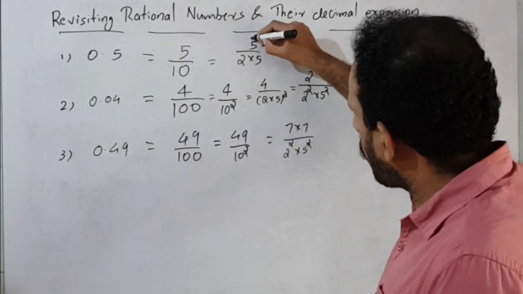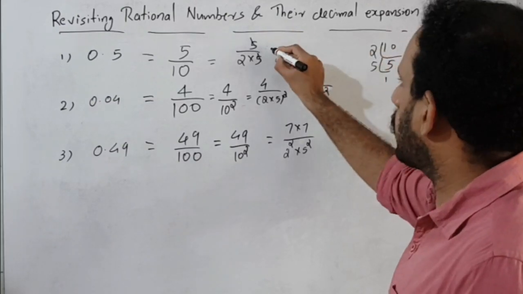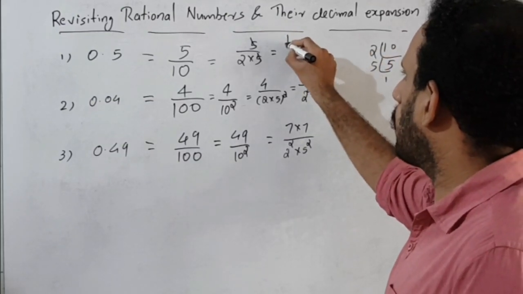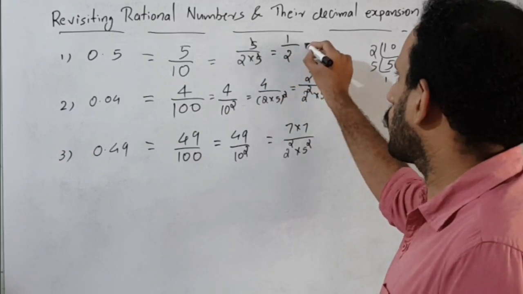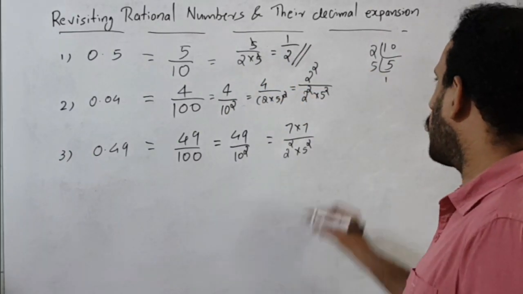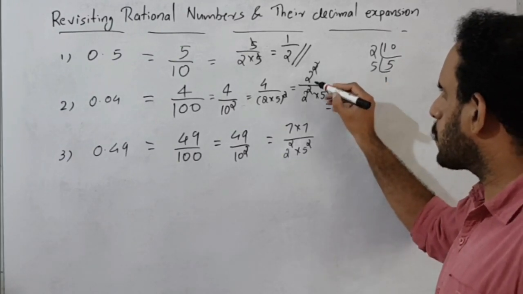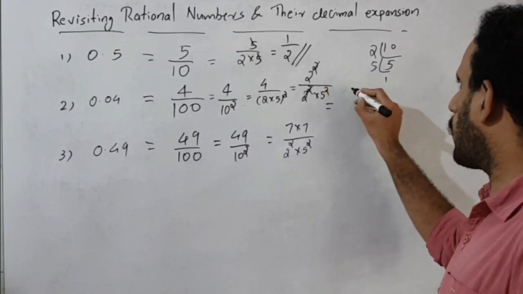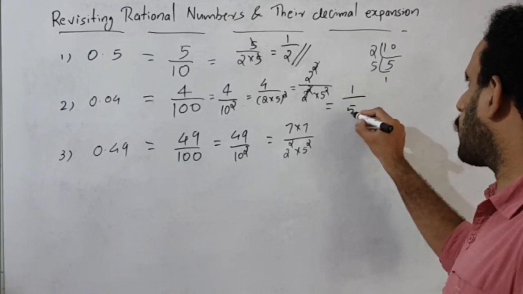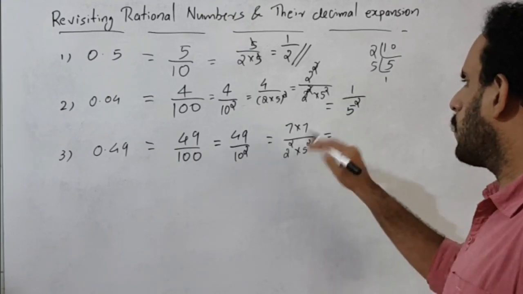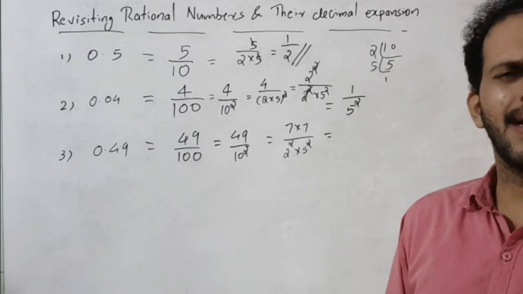Here 5 is common, so we cancel. Then what is remaining here? 1 by 2. Correct? 1 by 2. Then here, what is common here? 2 square is common. So we cancel 2 square. What do you get? 1 by 5 square. Here, there is no common factor in numerator and denominator.